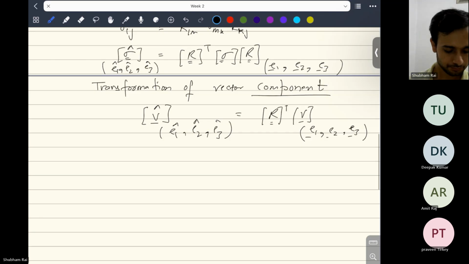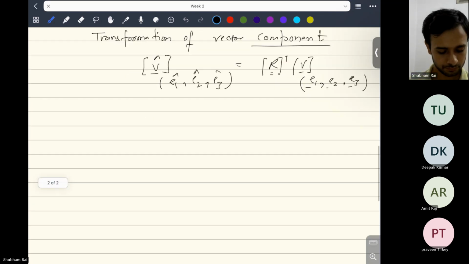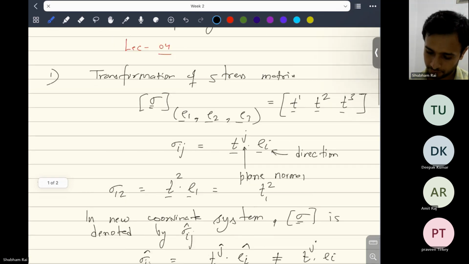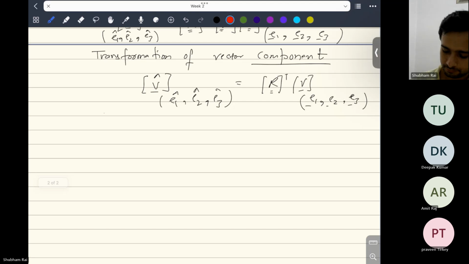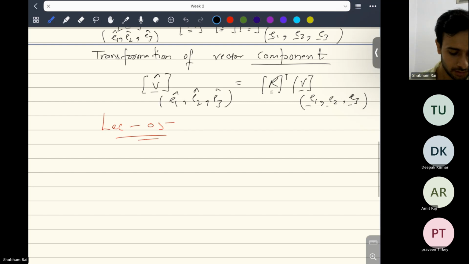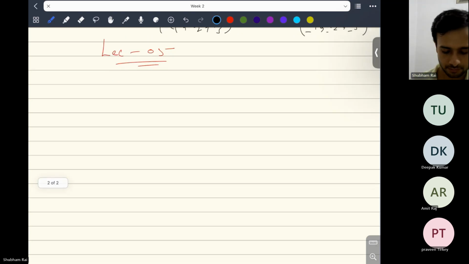This was the overview of lecture 4, and let me give you an overview of lecture 5. In lecture 4, we learned about transformation of stresses from one coordinate system to another coordinate system, and transformation of vectors from one coordinate system to another. So now let's go to lecture 5.